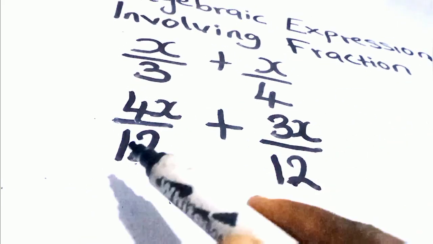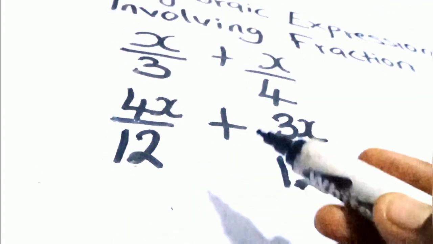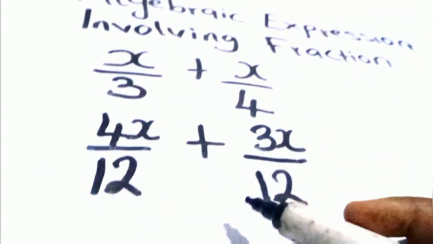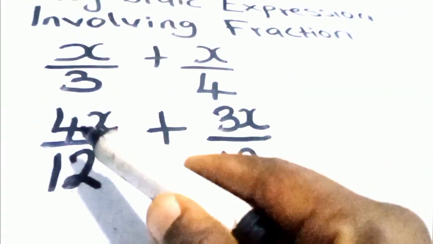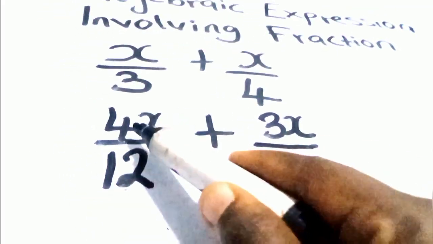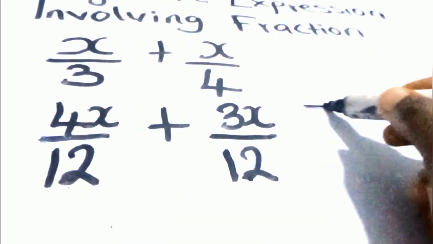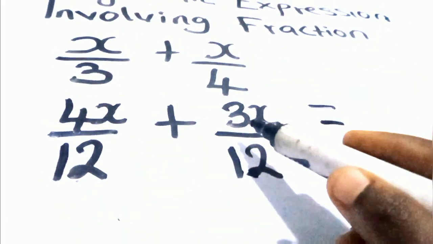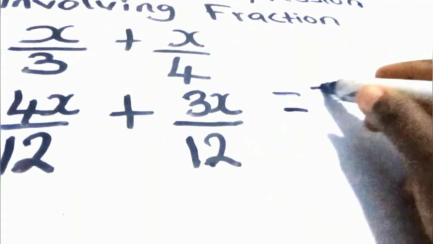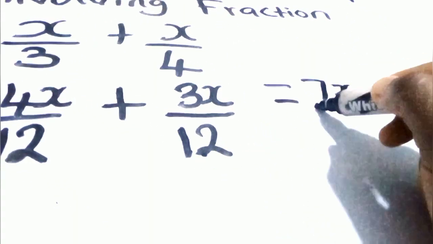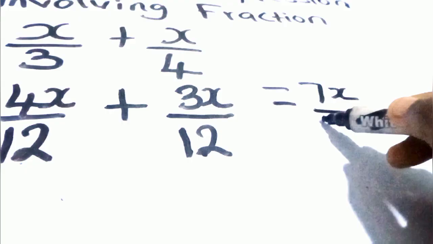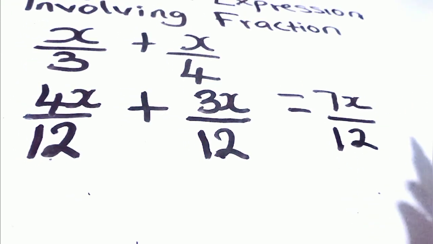Looking at the denominator, since the denominator is the same, in our previous lesson, we learned how to add fractions with the same denominator. Since the denominators are the same, what do you do? You add only the numerators. So if I add the numerators, 4x plus 3x is what? 7x. So you have 7x all over, our denominator will still be the same, all over 12.